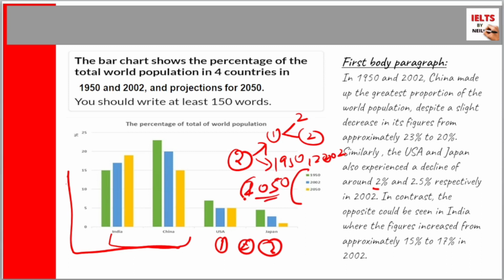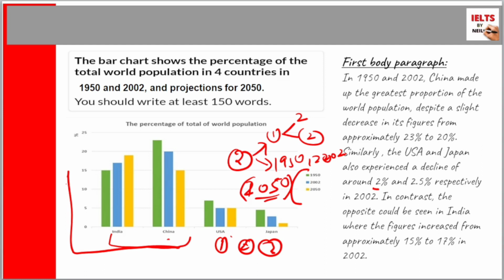Why am I making the next paragraph for 2050? Because this is just a prediction. So you will need to use the future tense, and these are past years, so you will need to use the past tense. That'll be easy for you to write. So 1950 and 2002 in one paragraph, and 2050 in the next paragraph. Or India, China in one paragraph, US, Japan in the next paragraph.